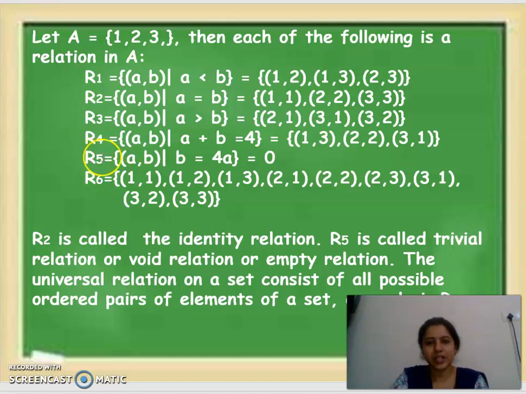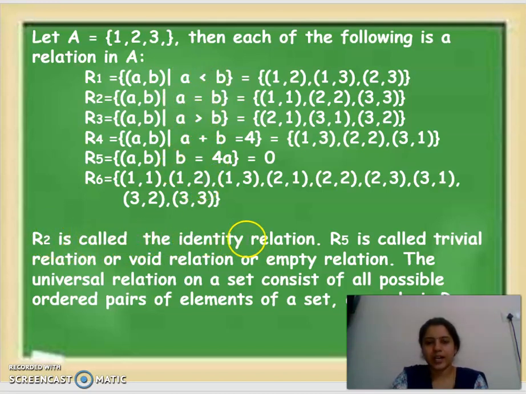Next, the R5 relation: you have to choose a and b such that b is equal to 4a. So b is equal to 4a means if you take small a as 1, the minimum b you will get is 4. But in our given set capital A we don't have 4. So that means no pairs will be obtained for R5. And R6, let's say R6 is this relation.